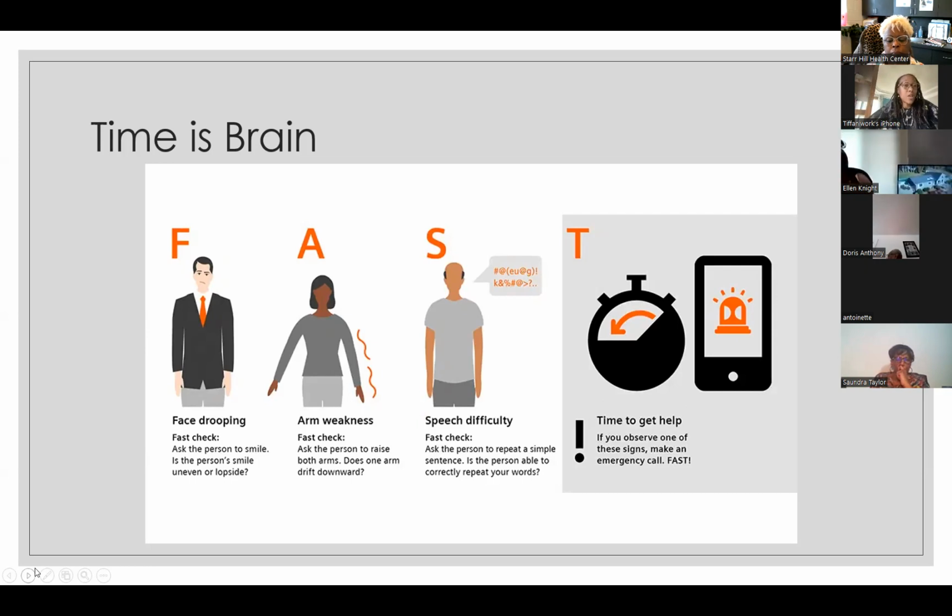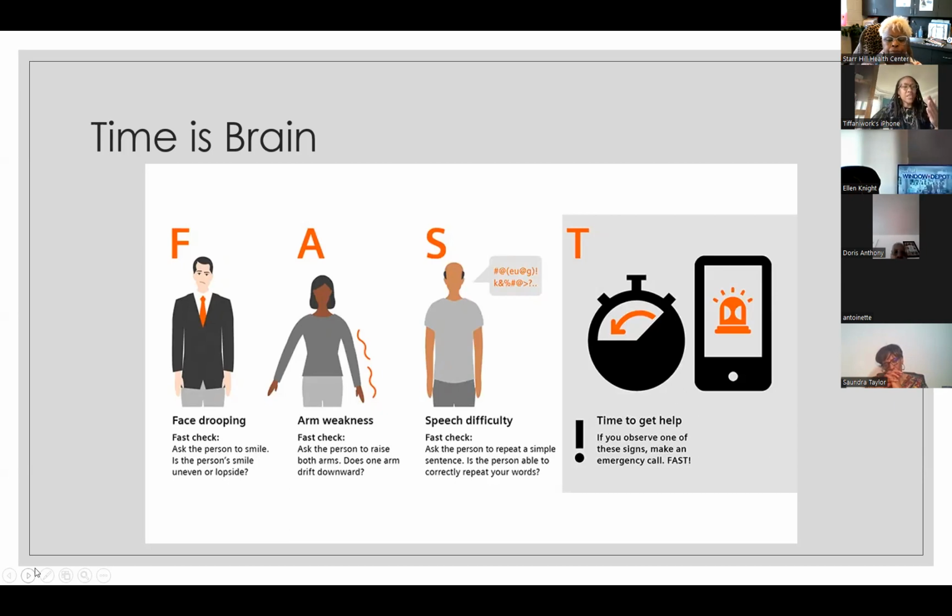And then speech difficulty is, can the person speak clearly? Do they have slurred speech? So are the muscles in their face affected? Or are they having trouble with saying words, getting words out? So ask them to repeat something you said. And if they can't repeat the words clearly, or can't say anything, then that could be a sign of a stroke as well.